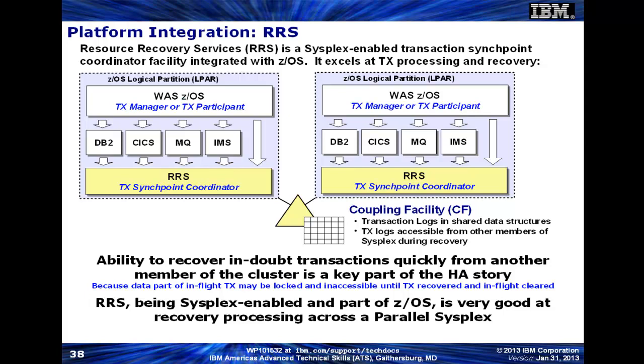RRS is sysplex enabled. The transaction logs are maintained in data structures in the coupling facility. That means transaction managers and resource managers on any zOS system in the parallel sysplex may access the transaction information and perform transaction management. That's a key part of the high availability story for zOS. A highly available design is more than simply duplicated application servers. The ability to recover transactions left in an in-doubt state is an often overlooked aspect of HA. That's because data resources, such as rows in a database table, may be locked pending resolution of the in-doubt transaction.